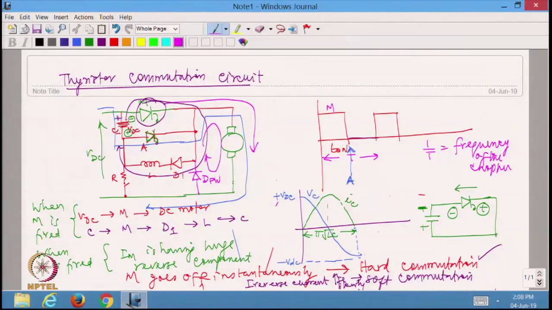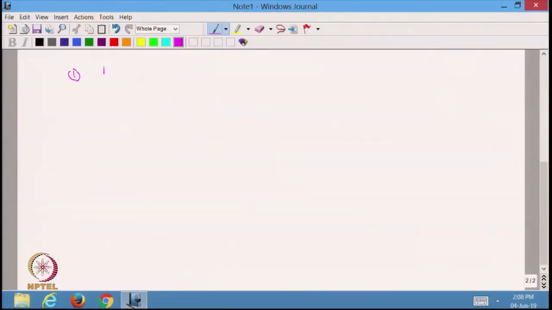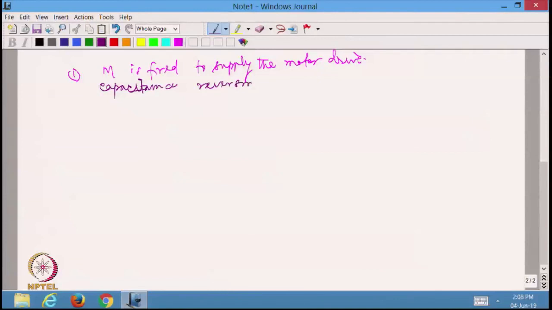So in this particular case, you can see there are totally 3 modes. One is first when M is fired to supply the motor drive. Simultaneously, you are going to have the capacitance reversing its charge, which means this will need at least pi root LC as the time that is needed for the main thyristor to be on. So this is the minimum on time. I cannot have less on time than this.